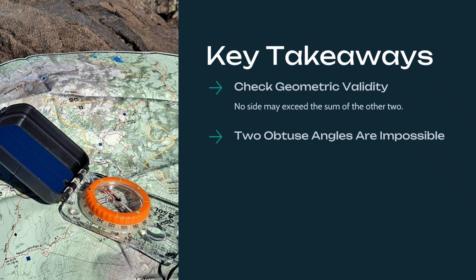Second, two obtuse angles are impossible. Even though the law of sines might suggest a supplement, always check that the total angle sum doesn't exceed 180 degrees. If it does, that option is invalid.